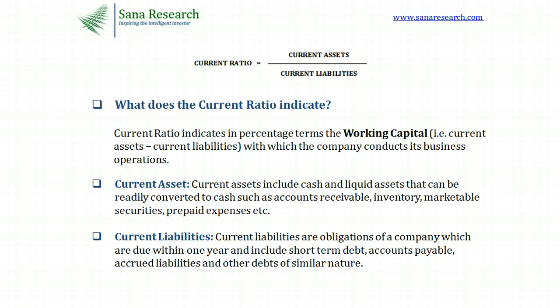Current assets include cash and liquid assets that can readily be converted to cash, such as accounts receivable, inventory, marketable securities, prepaid expenses. As a thumb rule, any assets which can be converted into cash within a period of 1 year or less. Current liabilities are obligations of a company which are due within 1 year and include short-term debt, accounts payable, accrued liabilities, and other debts of similar nature.